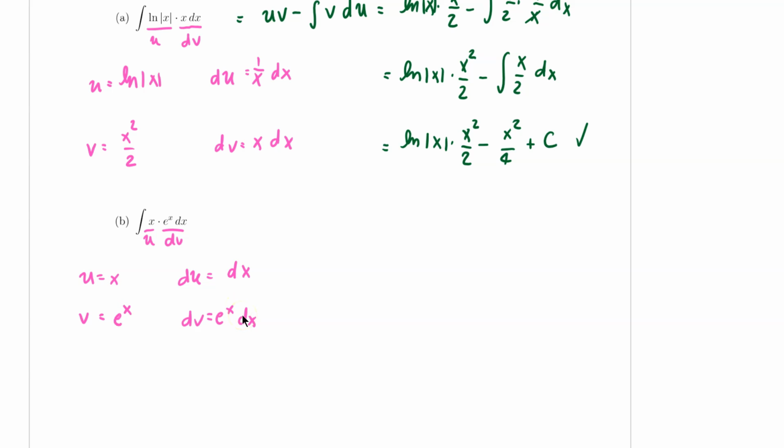So now I can use integration by parts to find the integral of this. That's going to be u times v, which is x times e to the x, minus the integral of v du. My v is e to the x times du, which is just dx. And it just so happens that I can find the integral of e to the x. It's just e to the x. So this gives me x times e to the x minus e to the x plus a constant. So here's my answer for part B.